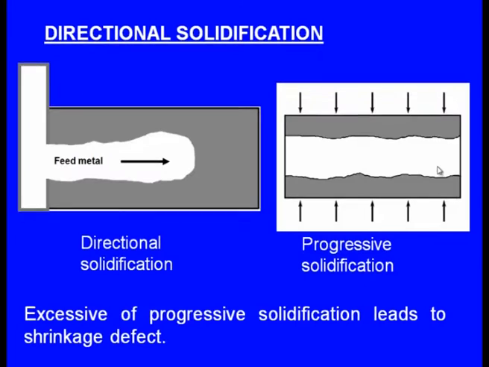In the solidification of a casting, both these solidifications will be there. But if the directional solidification is dominating, that is good, there won't be any shrinkage defect. On the other hand, if the progressive solidification is dominating compared to the directional solidification, then what happens? There will be some portion in the liquid state, and the riser cannot feed that liquid portion because somewhere the passage is blocked. Excessive progressive solidification leads to shrinkage defect. So, the riser must be placed in such a way that there will be more directional solidification and less progressive solidification.